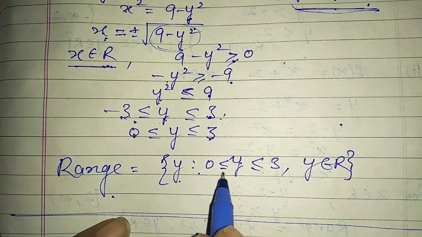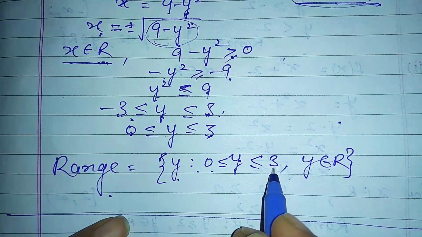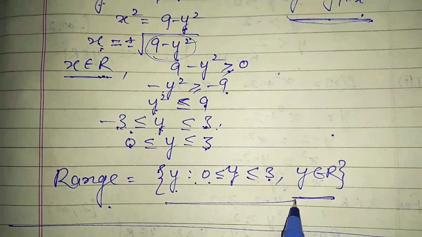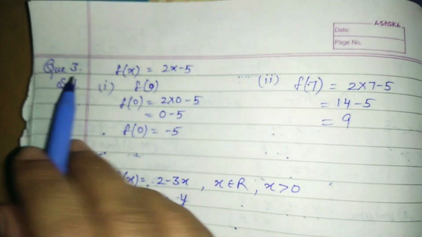y is such that y is greater than or equal to 0 but less than or equal to 3, and y belongs to real numbers. Okay, now come to the next question. In the next question, the third question is very easy.